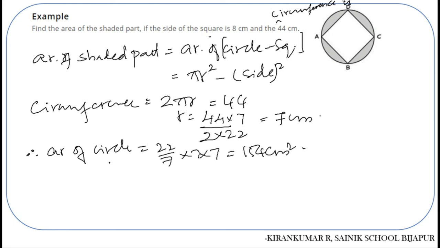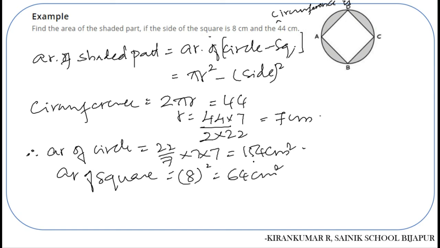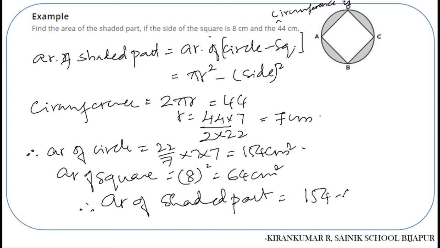How do we find the area of the square? Area of a square is side square. They have given the side as 8 centimeter. So 8 square is 64 centimeter square. Therefore, the area of the shaded part will be 154 minus 64, which is 90 centimeter square.